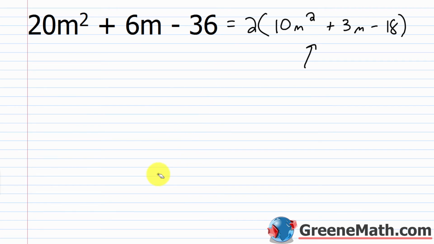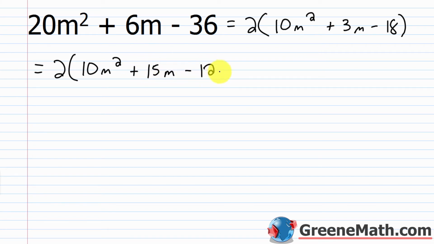So let's rewrite this. So we have 2 times, inside of parentheses, 10m squared. I'm going to rewrite that middle term, that 3m, as plus 15m and then minus 12m. Right? If I combine those together, I get plus 3m and then minus 18. Okay.